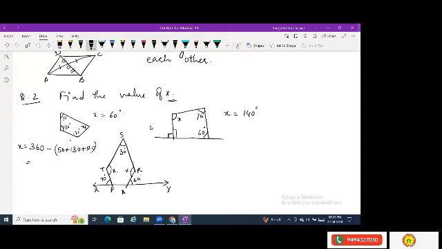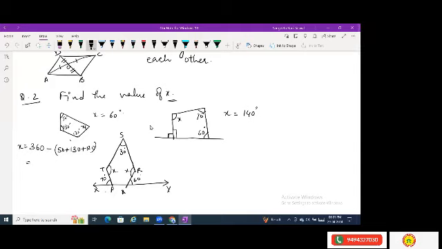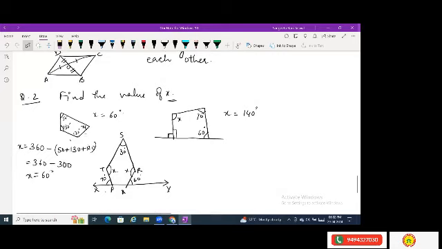Which one are you talking about? This? Yes, ma'am. Just a second, wait for some time. I'm explaining this first. So this will be 360 minus this, which comes out to be 300. So that's 60 degrees. This was the same as what you did in the very first one. Three angles are given, you just had to find the fourth one. So here also three angles are given, you just had to find the fourth one, right?